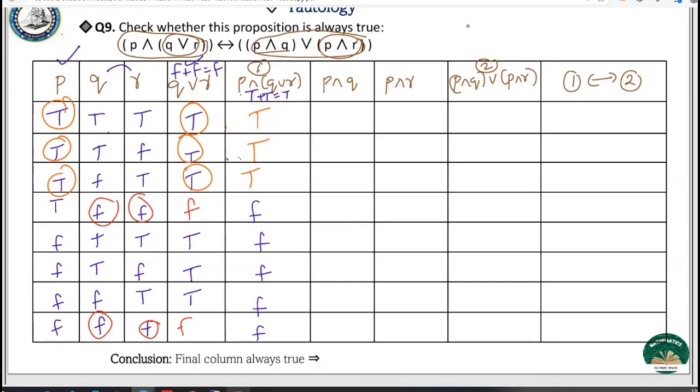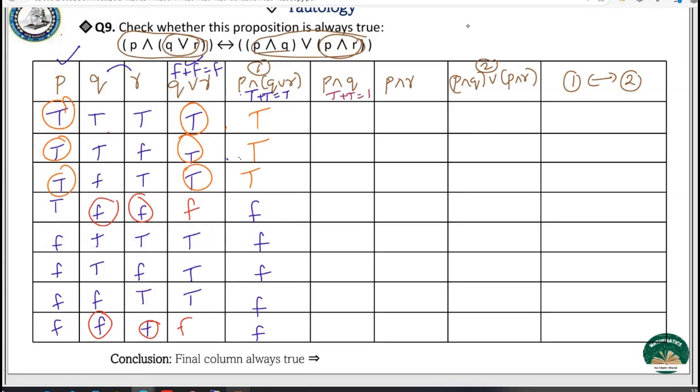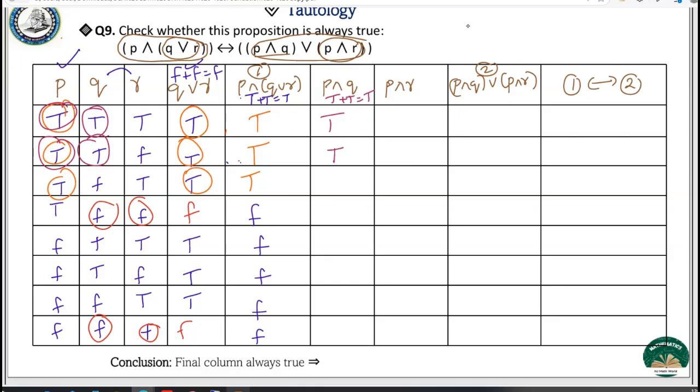Now P and Q. For the first two lines we have to check for AND. So what is AND? Here T and T is T. We'll check the first and second one: T and T, it is T. Then the second is also T and T, it is T. Then third, fourth, fifth, sixth, seventh, eighth, we don't have, so the remaining will be F.